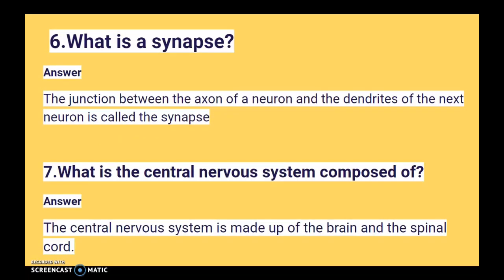What is a synapse? Answer. The junction between the axon of a neuron and the dendrites of the next neuron is called the synapse. What is the central nervous system composed of? Answer. The central nervous system is made up of brain and the spinal cord.